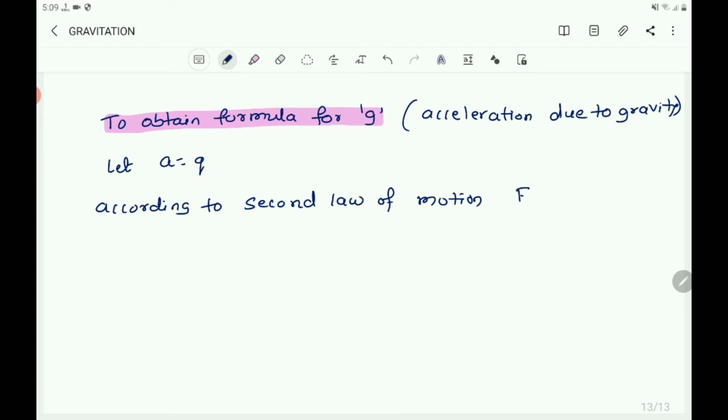What is that? F equals m a. Therefore, you can take F equals m into g. Why do you have to take m into g? Because in the place of a, you have to take acceleration due to gravity. Here the acceleration is acceleration due to gravity. So, in the formula, you substitute a equals g, and you get F equals m into g. Consider this the first equation.